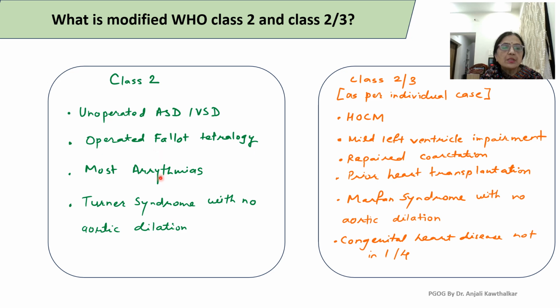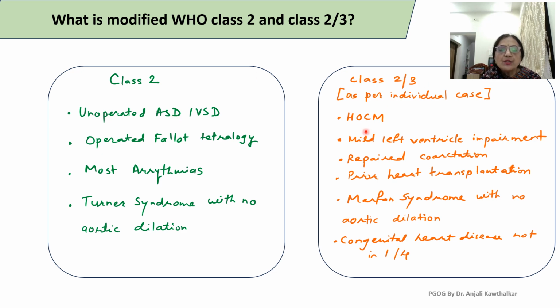In class 2, this green color means still the risk to the mother's life is less. That is why I have selected this green color. And there are only 4 conditions. Unoperated ASD, VSD. There is a slight increase in the mortality and moderate increase in morbidity. But still comparatively pregnancy is not very unsafe, and that is why it is class 2. Operated tetralogy of Fallot is class 2. Most arrhythmias come to class 2, and Turner syndrome, when there is no associated aortic dilation, comes to class 2. So if you remember these 4, your class 2 is over.